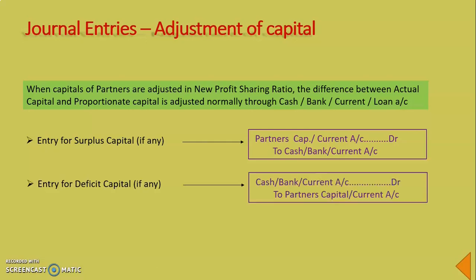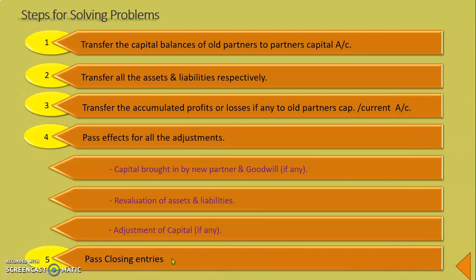And if the proportionate capital of the old partners is more than the actual capital balance appearing in the books, then the old partners have to bring in cash equivalent to the difference amount, or it will be transferred to their current account. So here the entry will be cash, bank, or current account debit to partner's capital account. It will be mentioned accordingly in the problem whether the adjustment has to be made in cash, bank, current account, or loan account. And then pass the closing entries.